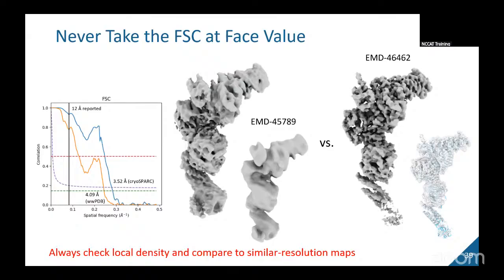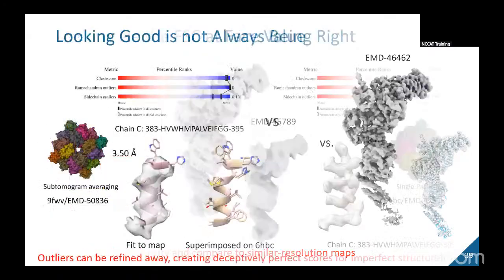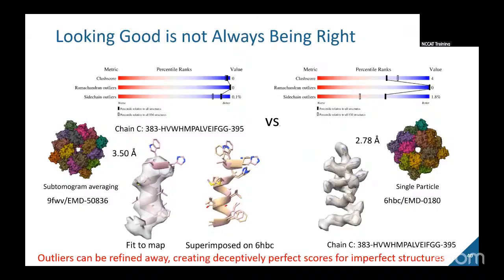But yeah, so this is one insight. The second one I'll say here is to resist the temptation to make perfect-looking models from imperfect maps. What you have here is the same structure deposited by different groups using different methods, either subtomogram averaging or single particle EM. Now, if you were to look at the global metrics just for the model, you would think that this structure on the left is the better one. However, when you inspect the local density, the differences become striking.